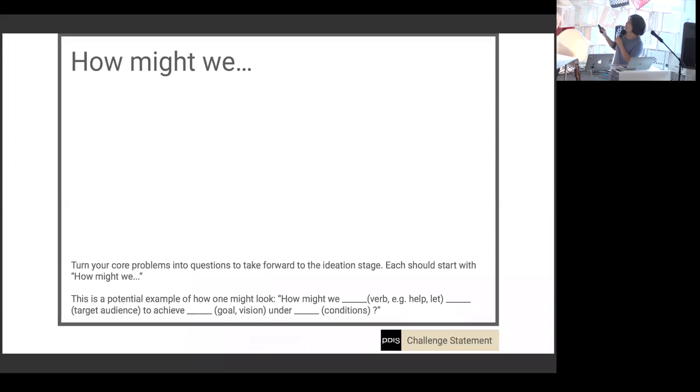Then in the define stage, we have a tool called challenge statement. And this is a very important part of the process, because when we collect all of the information, different problem statements or solution statements, we need to be able to define them. A challenge statement is the statement that allows us to aggregate what we've learned during the discovery stage. And the statement should be open enough for us to be able to brainstorm as many ideas as we can. I will mention this later on. This is just to let you have a look at how the tools look.